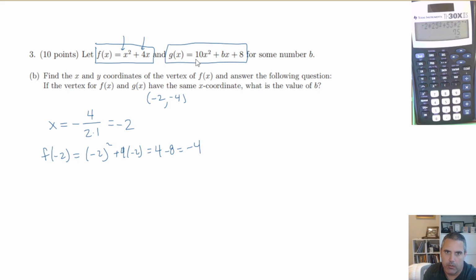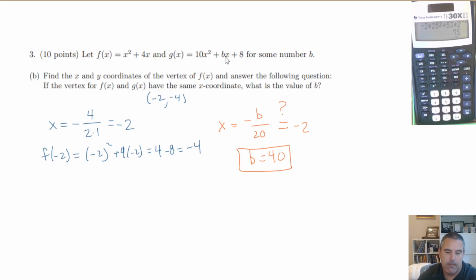So then it's having you look over here and say, well, how would I find the x coordinate of the vertex for g? It would be negative b over 2a, so negative b over 20. And the question is, I want that to be the same as the x coordinate of the other one. So b has to be, I guess, 40. Sometimes questions like that with an unknown scare people, but just read it and do what it says.